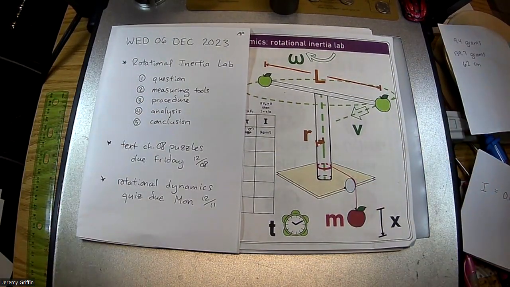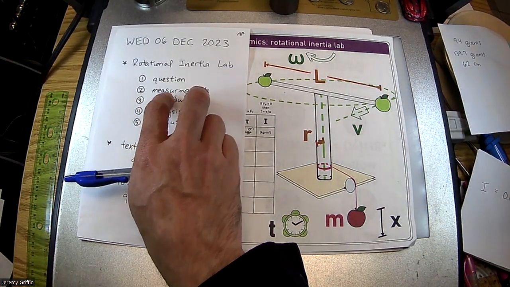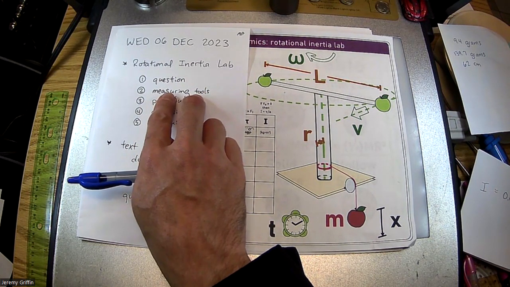Here, let me help you out a bit. Question: what is the rotational inertia of the pipe system? Boom, done. Measuring tools: what measuring tools do we use? What did we have to directly measure?